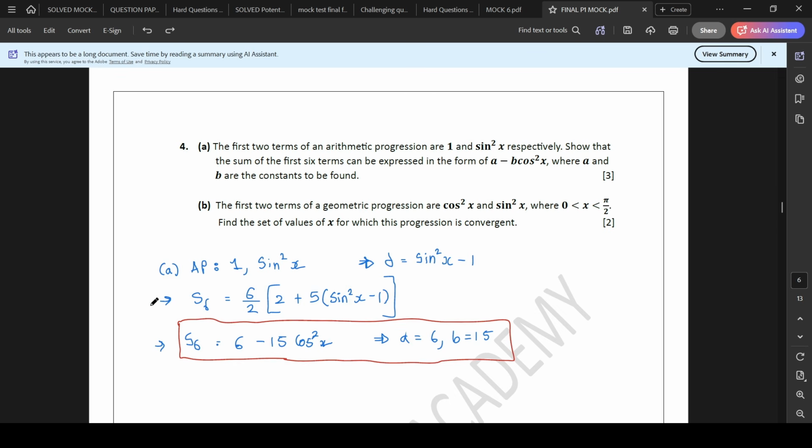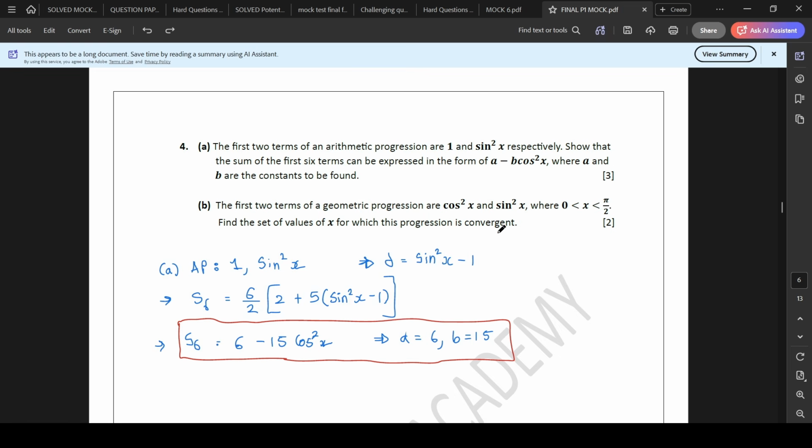The second part of this question is: the first two terms of a geometric progression are cos square x and sin square x. And it is given that the value of x lies in this interval 0 to pi by 2. So we are in the first quadrant. We have to find the set of values of x. So of course, multiple values of x for which a progression is convergent.